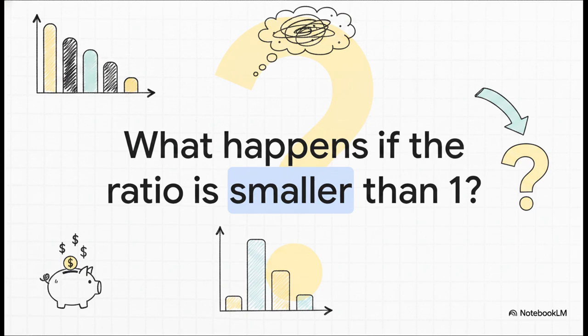How exactly would the progression change if Mira's multiplying ratio was a fraction smaller than 1? What would happen to her salary then? Think about it, and we'll discuss it next time.